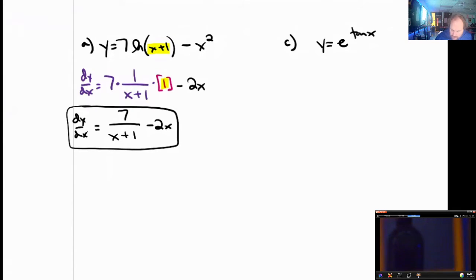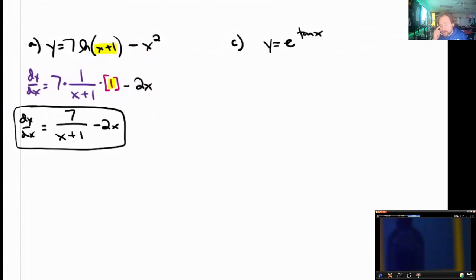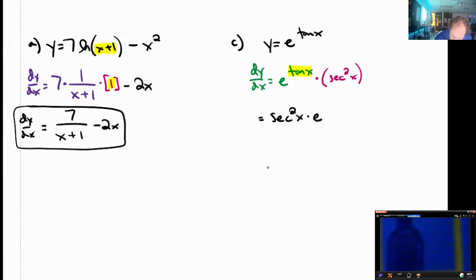For question C, a little simpler here. This is also going to require the chain rule. The derivative of e to the x is just e to the x. So dy dx is equal to e to the tangent x power. The only problem there is that we have an inside function of tangent of x. So we're going to need to use the chain rule to multiply by that derivative. And the derivative of tangent is secant squared of x, like that. So we are going to have the secant squared of x times e to the tangent of x power, and that is your dy dx for part C.